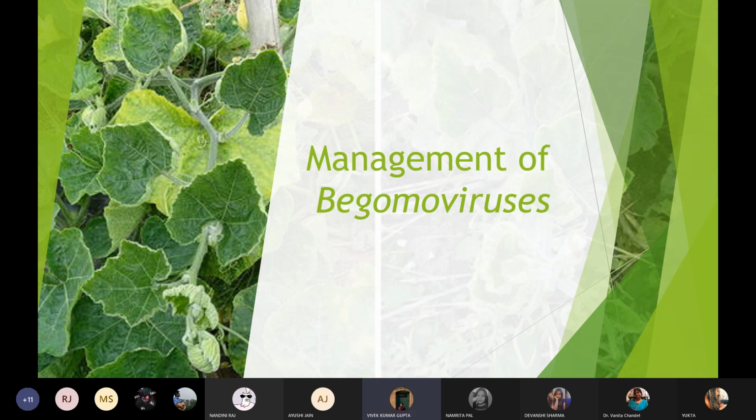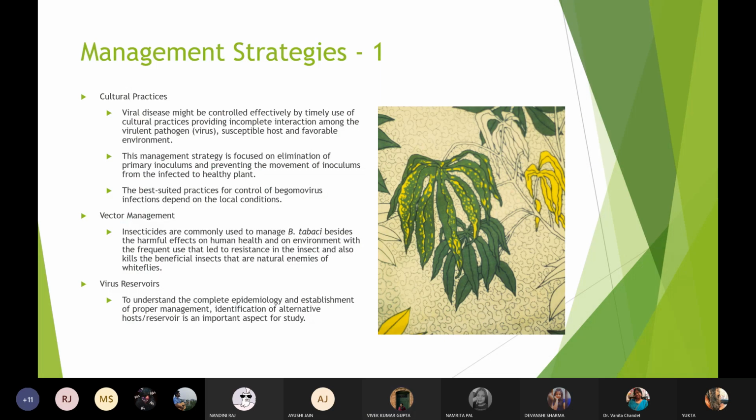So now we move on to the management of Begomoviruses. Next slide. So there are several strategies for management. While I've written a lot in my slide, I'll just be going over some of the ones I find most interesting. There are cultural practices we can do, but I thought vector management was quite interesting.